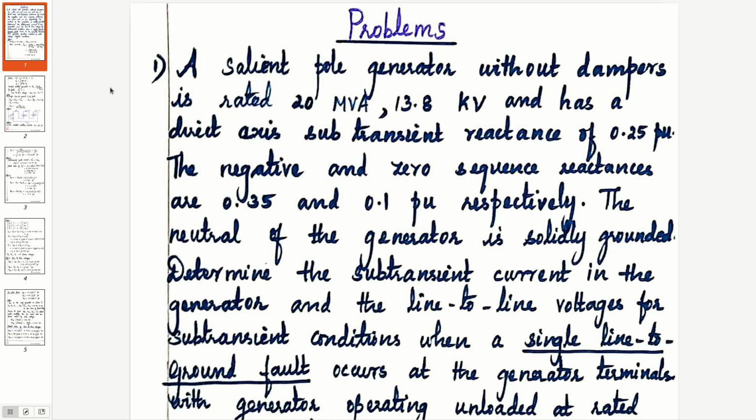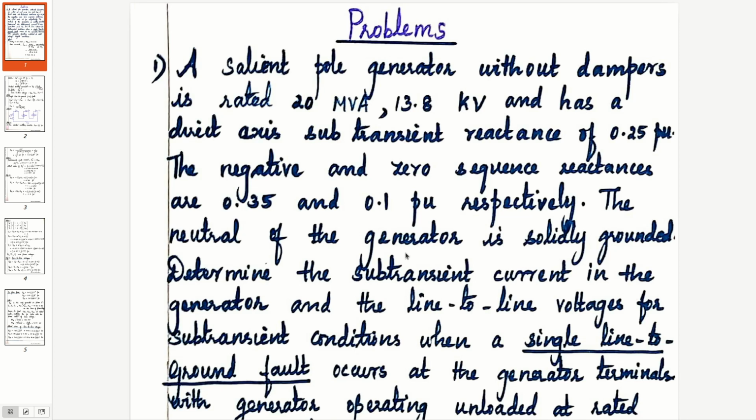A salient pole generator is rated 20 MVA, 13.8 kV, has direct axis subtransient reactance of 0.25 per unit. The negative and zero sequence reactances are 0.35 and 0.1 respectively. The neutral of the generator is solidly grounded. So don't include Zn. It is not grounded through neutral impedance. It is directly grounded. So Zn should not be included anywhere in the formulae. Determine the subtransient current in the generator.